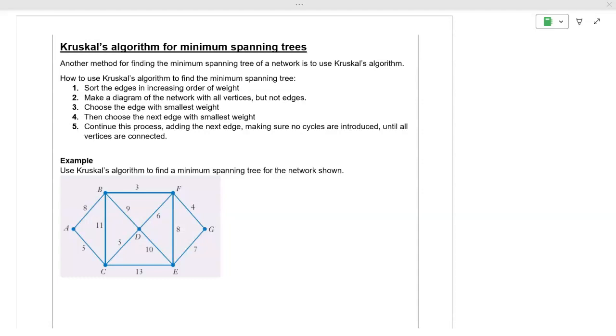Last lesson we looked at Prim's algorithm for spanning trees, and this lesson we're going to look at Kruskal's algorithm. So this is another way. To use Kruskal's algorithm, we sort the edges in increasing order of weight. So that's the number on the edge. We make a diagram of the network with all vertices but not edges. We choose the edge with the smallest weight, then choose the next edge, and continue until all the edges are there without any cycles until all the vertices are connected.